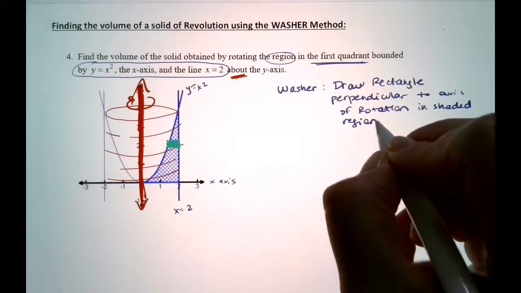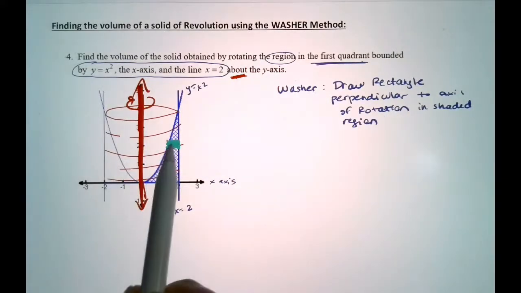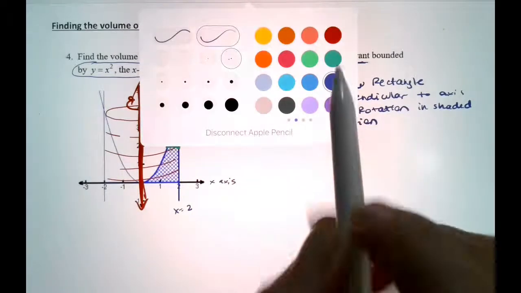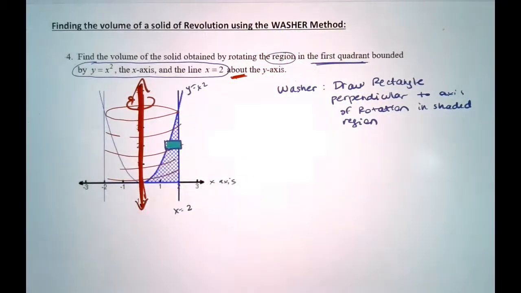Notice how I only drew it in that shaded region. I didn't connect it to the axis of rotation. It's in that shaded region. I'm going to bold that so we can really see it. What you notice here is that the rectangle is no longer touching the axis of rotation. You have this big gap in the middle. And that's how you know that this is a washer method.